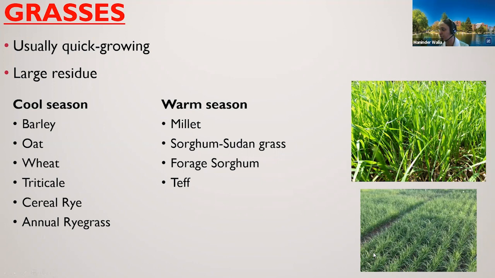So this is the tuff that I planted. It's an excellent summer cover crop too. And this is another grass variety.